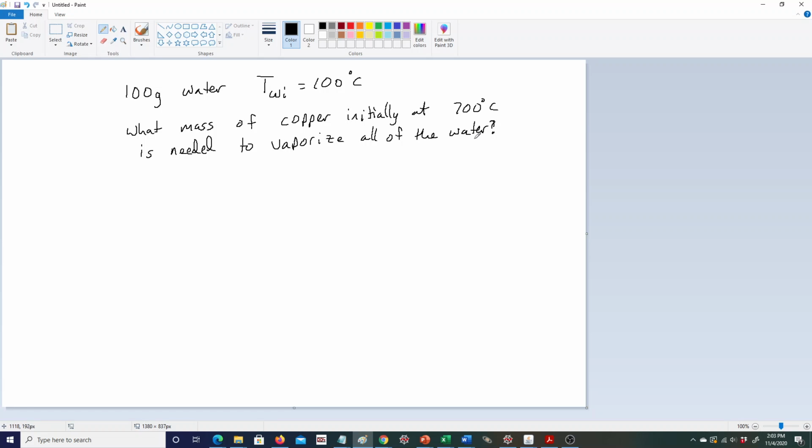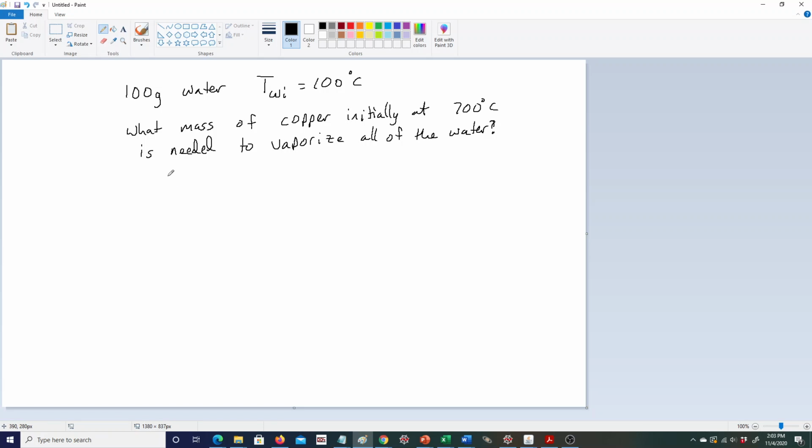Okay, so this is not a very smart smithing technique, by the way. You definitely want more water than will vaporize when you stick a hot piece of metal in the water. But in this case, we want to vaporize just this specific amount, right? And the water's already hot.